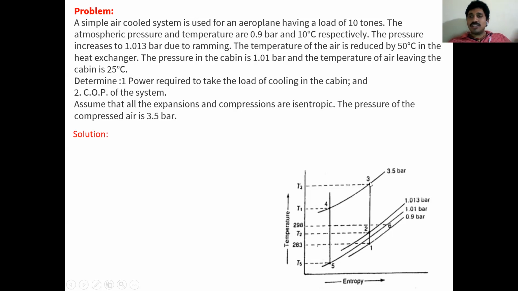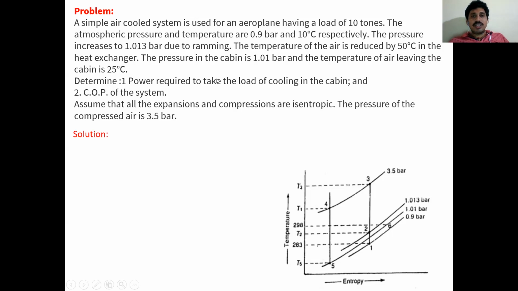Then 3 to 4 is the heat rejection process in the heat exchanger or cooler, where a temperature drop takes place. So after the heat exchanger or after cooling, a 50 degrees Celsius reduction has taken place. So 3 4 temperature reduction means T3 minus T4 is equal to 50 degrees Celsius.